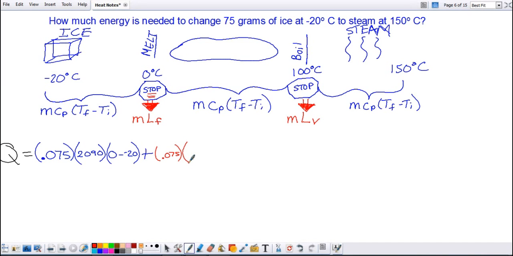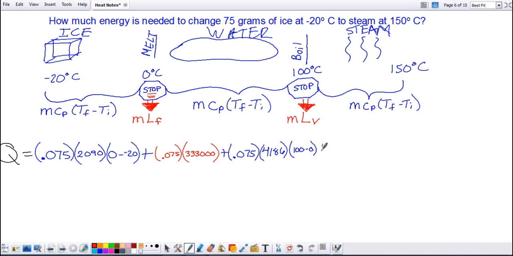If we look that up, the latent heat of fusion for water is 333,000 joules per kilogram. Now we have to raise the temperature again. So again, mass 0.075 times the specific heat capacity for water. This is water right here, that's a liquid right there. So the specific heat capacity for water is 4,186 times the change in temperature. The final was 100 minus the initial was 0.